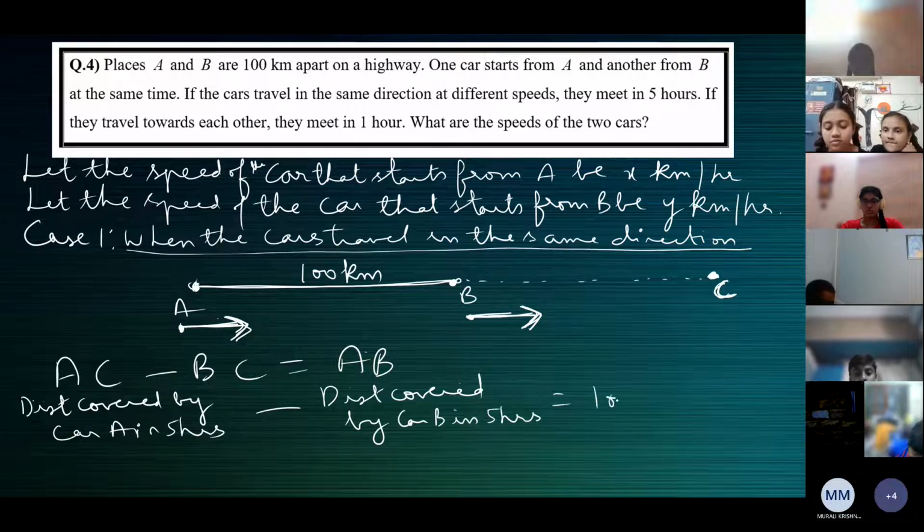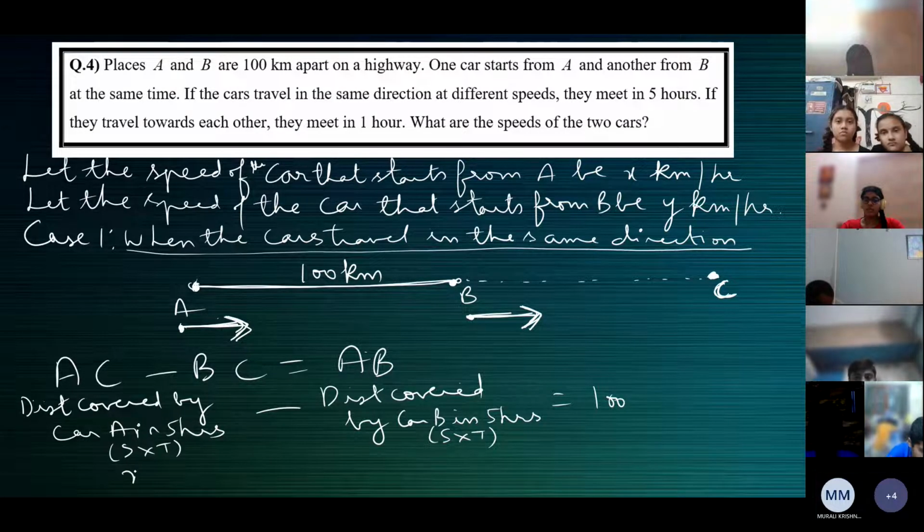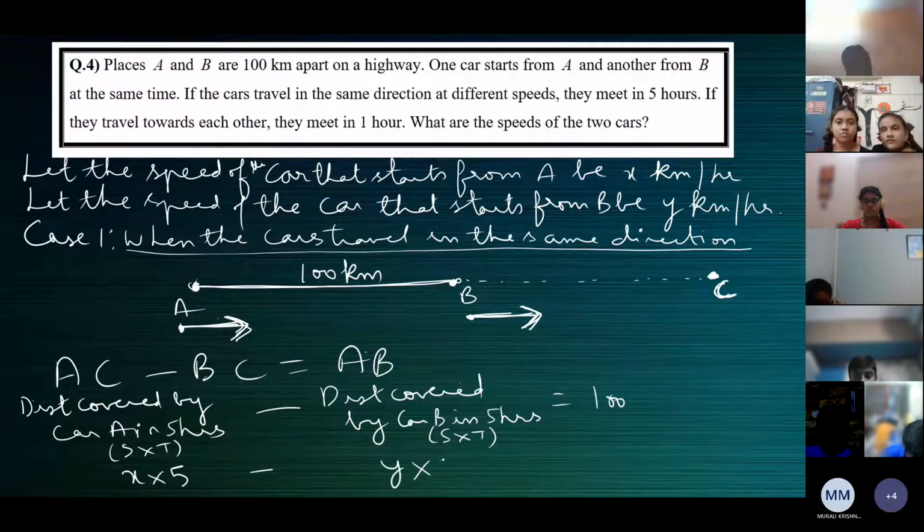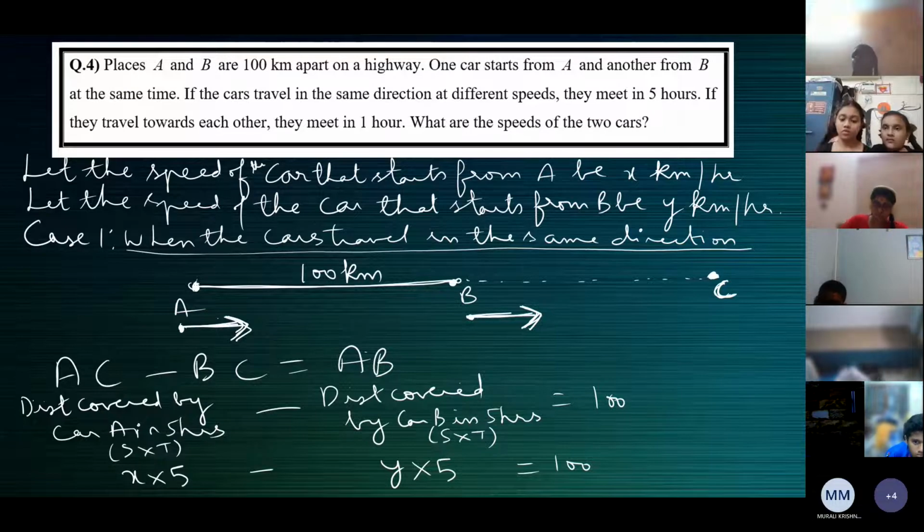And how will we find distance? Speed into time is distance. What is the speed of the first car? X into time 5 hours, minus speed of the second car Y into time 5 hours, is equal to 100. Write down so far, children. So we have the equation 5x minus 5y is equal to 100. When you take 5 common, you will get x minus y is equal to 20.